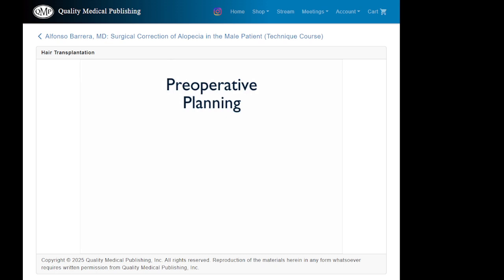Preoperative planning. Careful preoperative planning and effective patient instructions are crucial for achieving successful results with micrograft and mini-graft procedures for hair restoration.